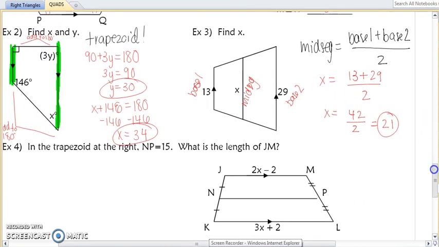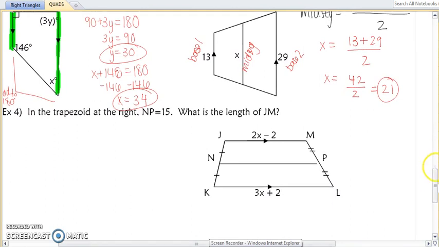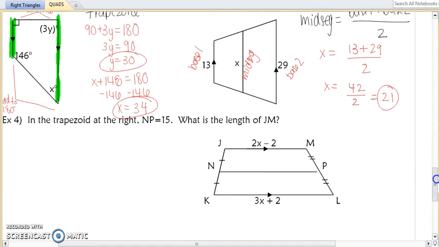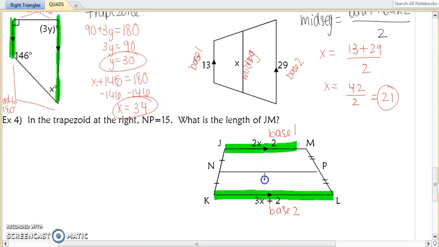And then number 4 is really similar again to our mid-segment problem. It is a little bit more complicated, so make sure that you're paying attention closely to each of these measures. So we know that these two measures, those are our parallel lines, so that's what we're labeling as base 1 and base 2. We are given additional information that's not in this trapezoid. We know the mid-segment measure is 15.